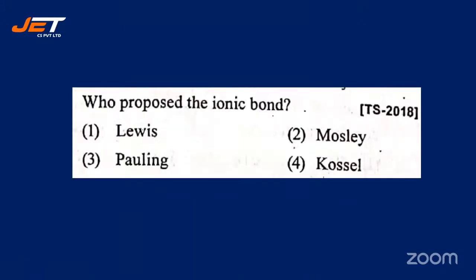Who proposed the ionic bond? Ionic bond అనే కాన్సెప్ట్ ని ఫస్ట్ అసలు ఆమోదించింది ఎవరు? Who has proposed it? First, Louis, Mousselet, Pauling, or Kozel? Who is the scientist who first proposed the ionic bond? మీకు ఇది చాలా క్లియర్గా లోన్ పేరు ఏమంటారు, ఈ రిప్రజెంటేషన్ ఏమంటారు అనేది తెలిస్తే మీరు ఈ ఆన్సర్ చాలా ఈజీగా చేయగలుగుతారు.